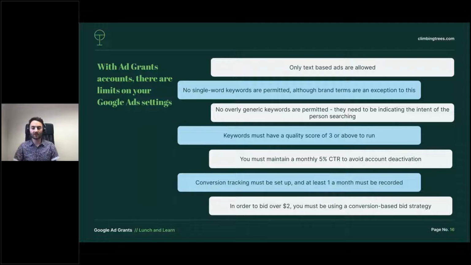In order to bid over $2, you must be using a conversion-based bid strategy. So by default, your account is limited to that bid of $2, but you're able to be much more competitive if you're using those conversion-based bid strategies, which really Google says is a requirement of the account. So it's highly, highly recommended to do so.